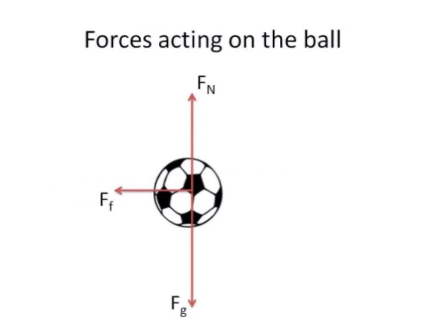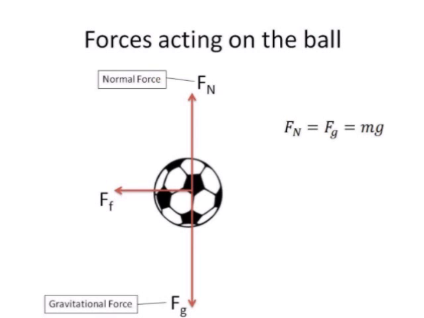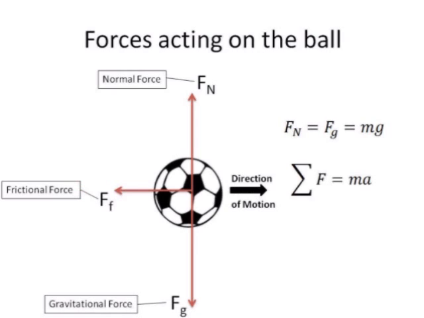The screen shows a free body diagram of a rolling soccer ball. As the ball rolls on the field, there are two vertical forces with equal magnitude but opposite directions on the ball. These are the normal and gravitational forces. A horizontal force, the force of friction, is also applied on the ball in the direction opposite to its motion.